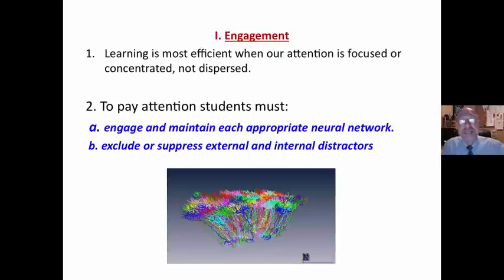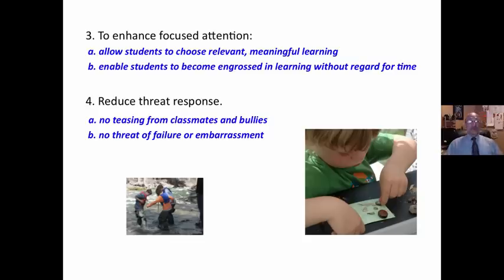The first is engagement. Learning is most efficient when our attention is focused and concentrated, not dispersed. To pay attention, students have to engage and maintain the appropriate neural networks and exclude distractors, both external and internal, things that would distract their attention. To enhance focused attention, sometimes allow students to choose relevant, meaningful learning. Not only what are you interested in, what do you want to learn about, but how do you want to learn? How do you want to demonstrate your learning?